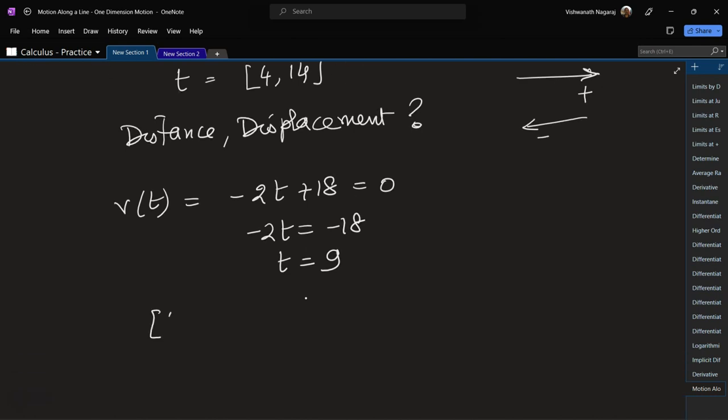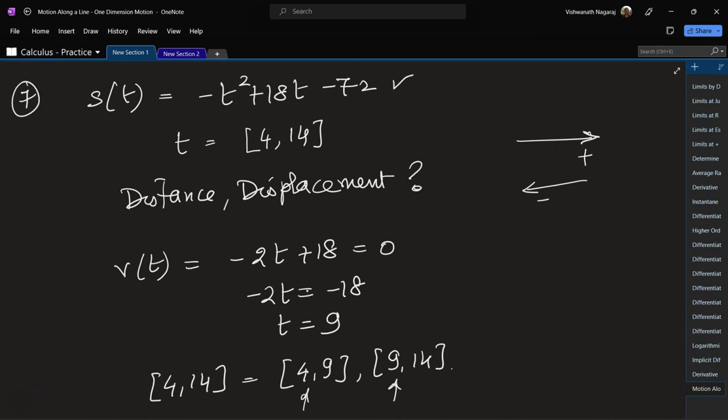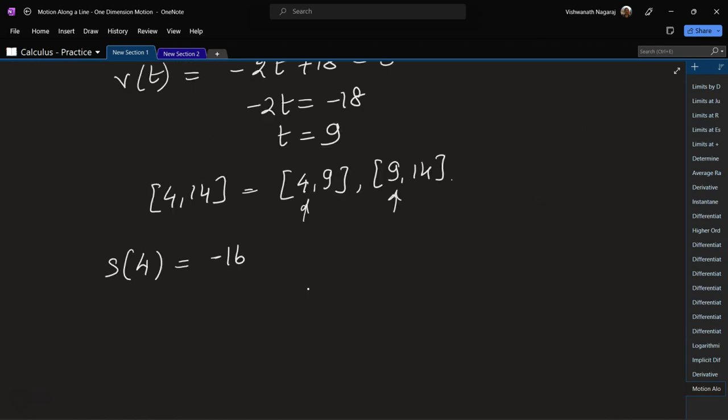That means our interval 4 to 14, actually we have to split it up into 4 to 9 and 9 to 14. And now we have to figure out in which direction this is going, and figure out the displacement. So first what we'll do is we'll look at s of 4, that is, what is the displacement from 0 to 4? If we substitute the value of 4 in this, we get minus 16.